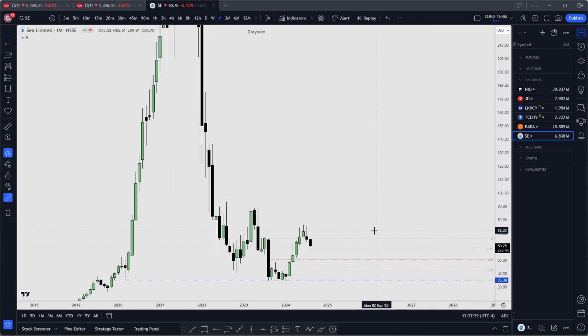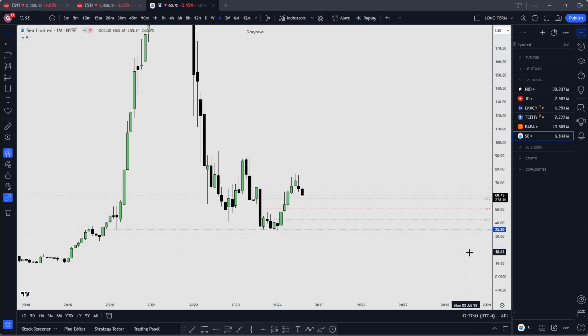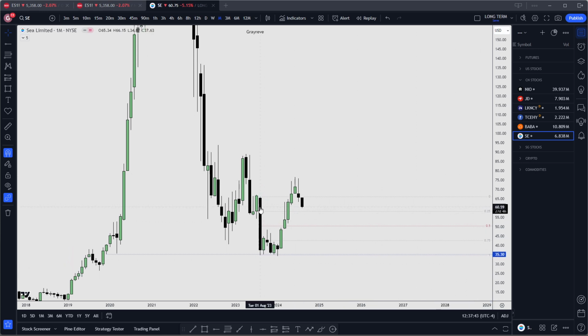SE, because we have closed above this down close candle, I would like to stay bullish unless we close back down below 50% of this down close candle. Okay, right, so that's pretty much done.